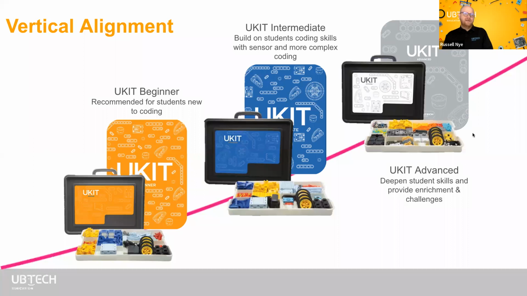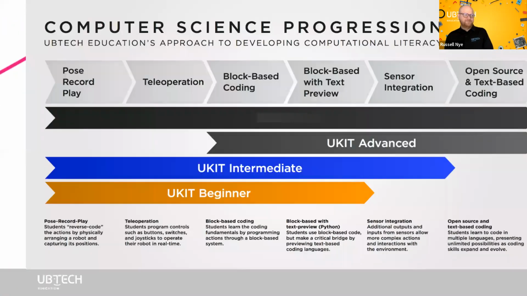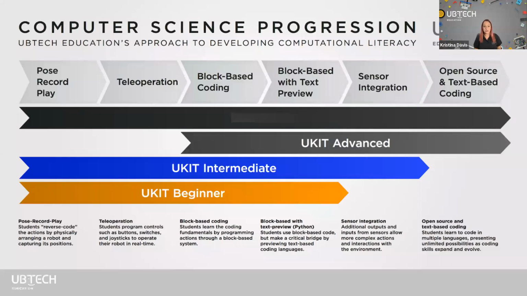It's a great kit that has endless possibilities. This is a great little graphic of our computer science progression. You can see along the top the different things that we offer. So we have pose, record, play, which Rusty's going to touch on later. That's with the UKIT beginner and intermediate.